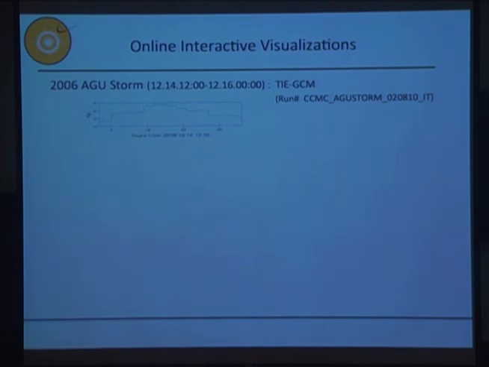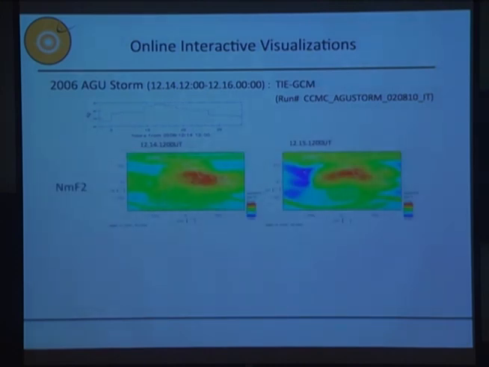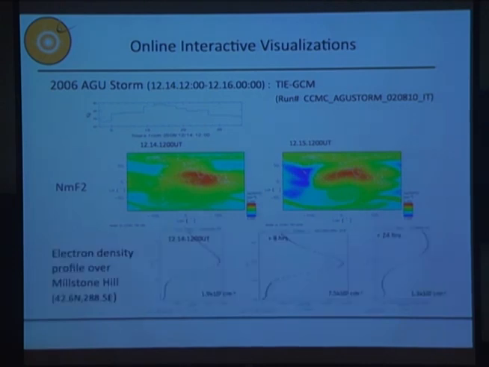From the run result, this is the maximum electron density during the storm onset and during the storm main phase. There is a significant increase in maximum electron density in high latitude, as shown here. On the contrary, there is a decrease in maximum electron density in middle latitude. Also, you can get information at a specified location. This is electron density over Millstone Hill. As you can see here, there is a big increase in maximum electron density, about 4 times compared to the onset time. And 24 hours later, this maximum electron density decreases. However, the maximum height increases a little bit.